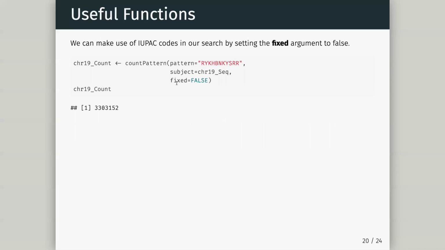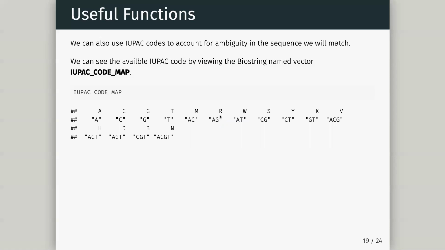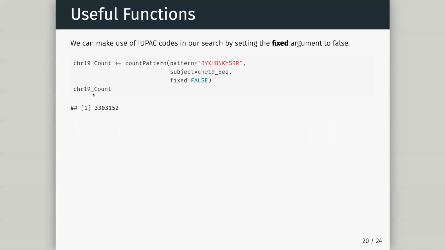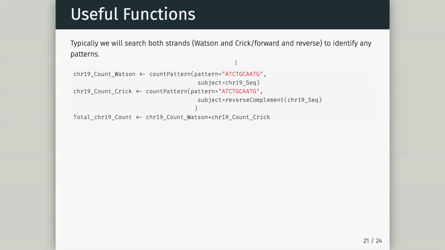We just need to set this argument fixed equals false. And now it will recognize things like R to be an A or G. And when we do our search, again, we're going to have a lot more found counts because we just made a much more relaxed matching pattern.